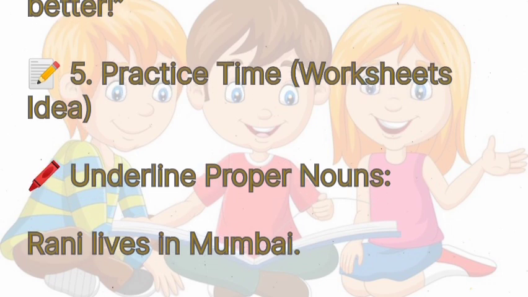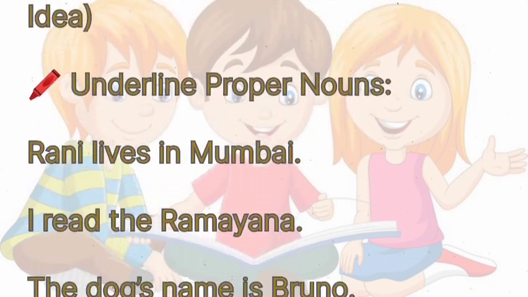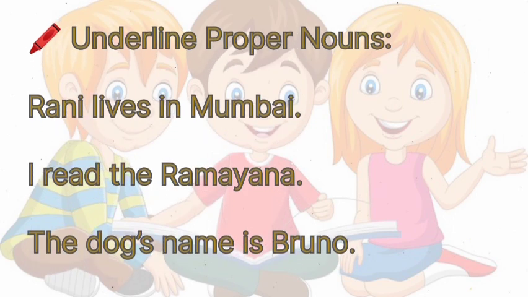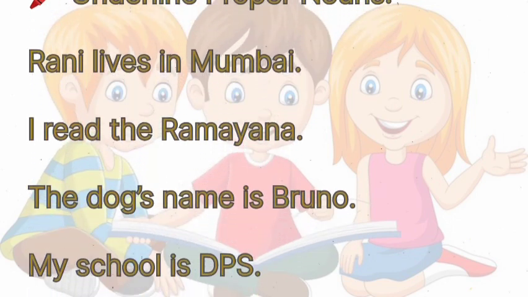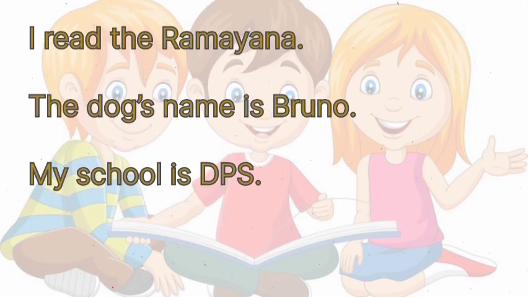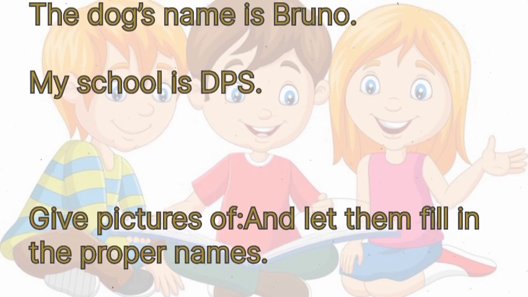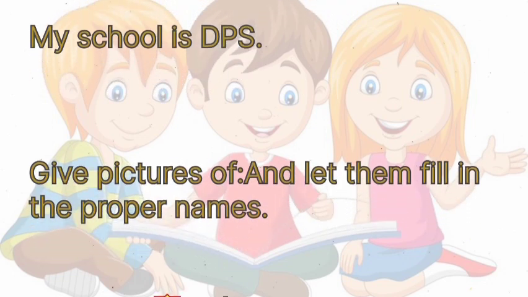Use practice worksheets. Underline proper nouns. Rani lives in Mumbai. Rani, Mumbai, these are the proper nouns. I read the Ramayana. Ramayana is a proper noun. The dog's name is Bruno. Bruno is a proper noun. My school is DPS.